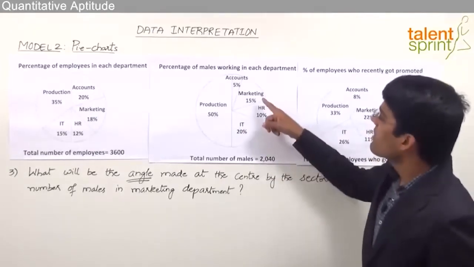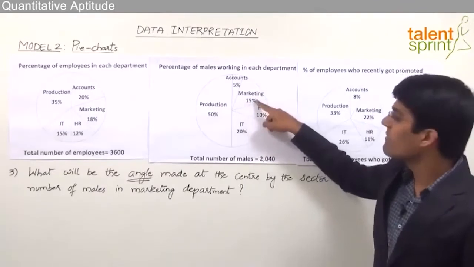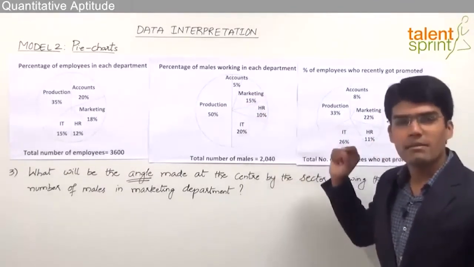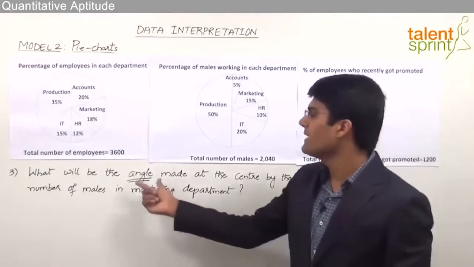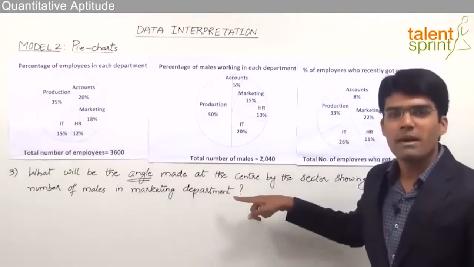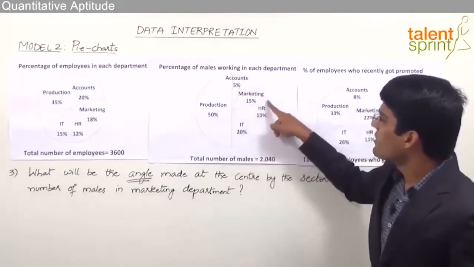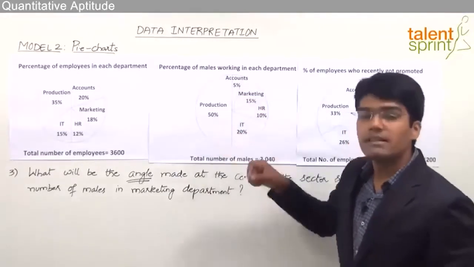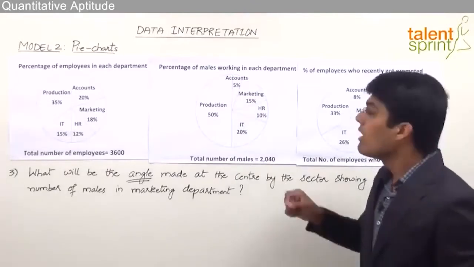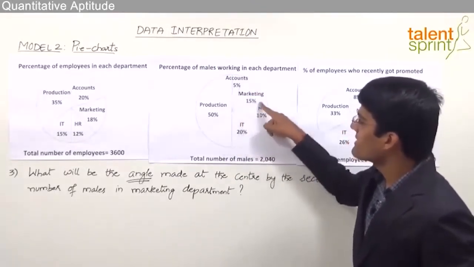So here the percentage of males in the marketing department is 15%. So the number of males will be 15% of 2040 in the marketing department. Now, as per the given question, we need to find out the angle made at the center by the sector which shows the number of males in marketing. So the sector which shows the number of males in marketing is this region. So if all these percentages are given in terms of angles, that is in terms of degrees, then we need to know what will be the angle at the center by the marketing sector.